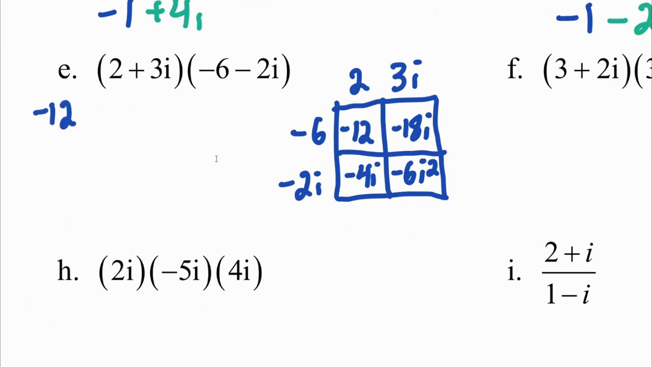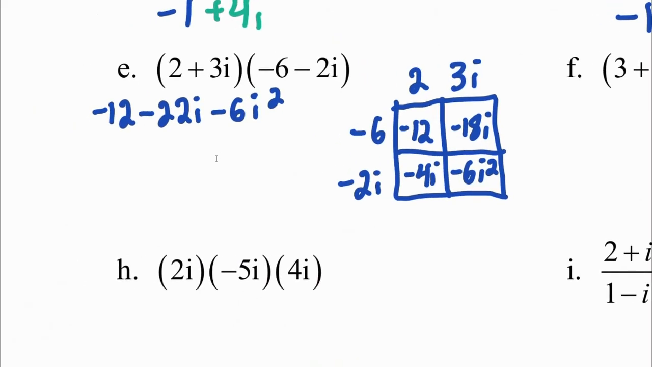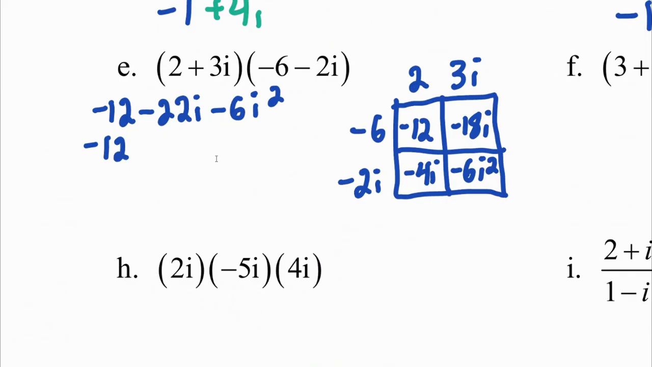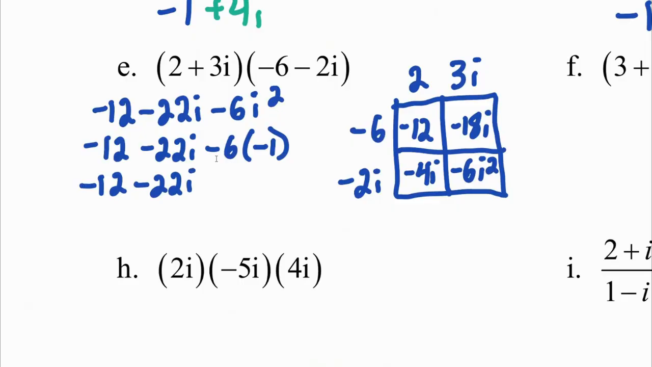We can combine those regular i's together. So that's going to give us negative 22i. And then we have minus 6i squared. And we want to think, can I simplify this? And I can, again, because I can take that negative 6i squared and I can turn that i squared into a negative 1. So that allows this to become negative 12 minus 22i, and then negative 6 times negative 1 is going to be plus 6. Then all I have to do is combine that negative 12 and that 6, so my answer is going to be negative 6 minus 22i.